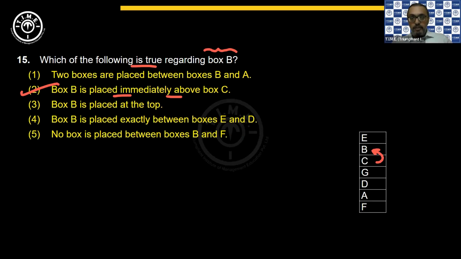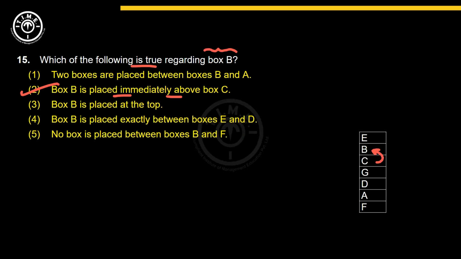Please be careful. There are 3 boxes between B and A. Yeah. No, 3 boxes, but he says 2 boxes. No, Lavanya, in the option, he says 2 boxes. Correct? Yeah.